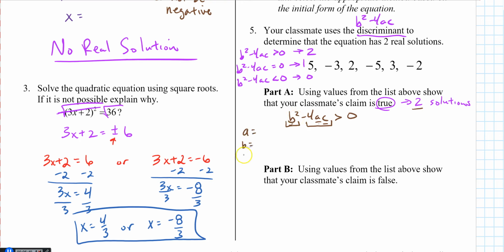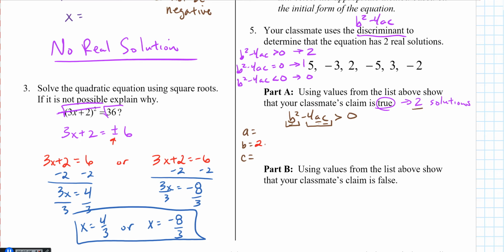So over here on the side, I'm going to write down a, b, and c, and I'm going to just pick something from this list. You might have to do some trial and error. For B, I'm just going to pick a 2. No reason other than I just felt like picking a 2.